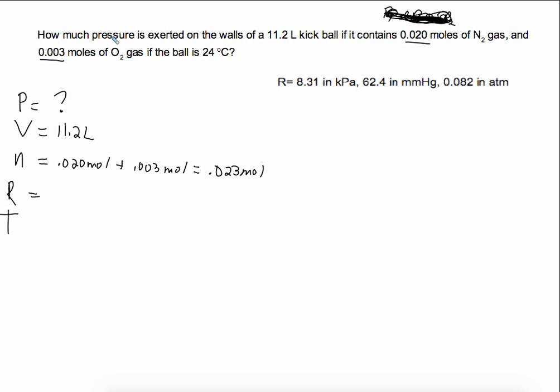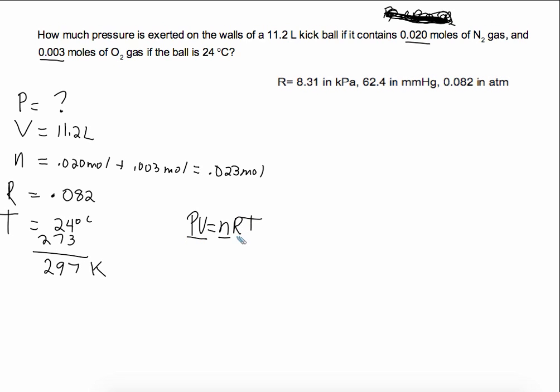Okay, R. Well, this problem just says how much pressure. It doesn't say which unit. Okay, so let's just work in atmospheres. So I guess we get to choose which unit we want. So we'll choose atmospheres. So if we use the R that has atmospheres in it, our pressure will be in atmospheres. Okay, our temperature is 24 degrees Celsius. So we have to add 273 to that. Make sure you always change to kelvins. So that ends up being 297 kelvins.